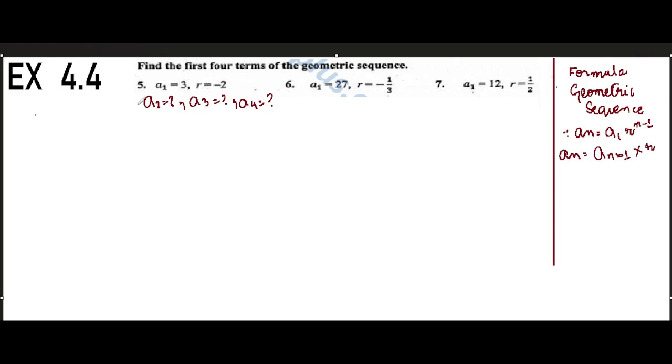So that means, for example, if we have to find a2, it is equal to a(2-1), which is a1, multiplied by r. a3 is equal to a(3-1), which is a2, multiplied with r. So we can also find them using these formulas. a4 is equal to a3 into r. So we are going to use them for these questions. Question number 5 is a1 equals 3 and r equals minus 2.